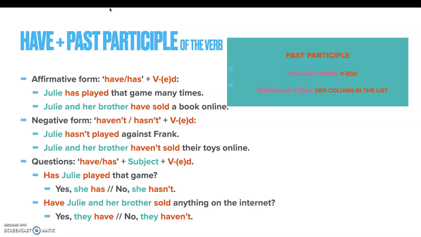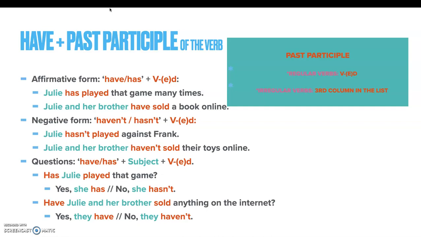So for example, the past participle of play is played. We add ed to the verb. Jugar, jugado. For irregular verbs, it is the third column in the list of irregular verbs. For example, for the verb eat, the past participle is eaten. Or for the verb sell, the past participle is sold. The third column.